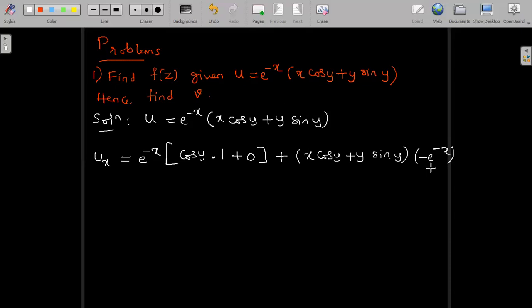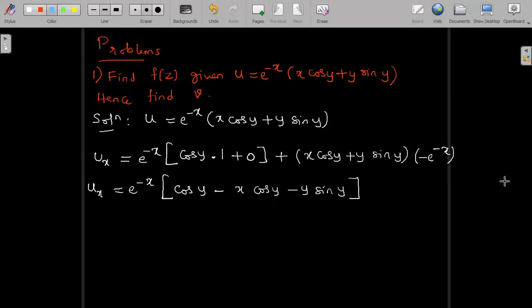Now we will retain this as it is by writing down e power minus x common. We will rewrite this expression now. So this becomes ux is equal to e power minus x, overall I will take common. What remains is cos y minus x into cos y minus y sin y. We have e power minus x here, and here also there is e power minus x in the last term. But we observe there is a minus sign to be multiplied for both of these terms. So when we multiply minus, it becomes minus x cos y and minus y sin y. And here we just have cos y. I have written it positive cos y as it is. So this is the expression for ux.